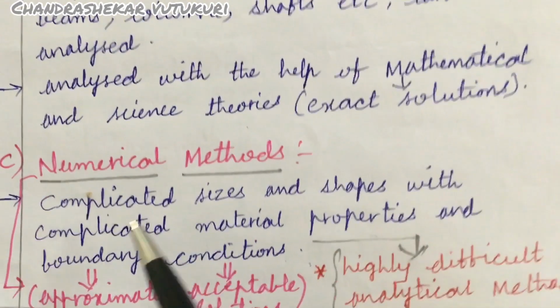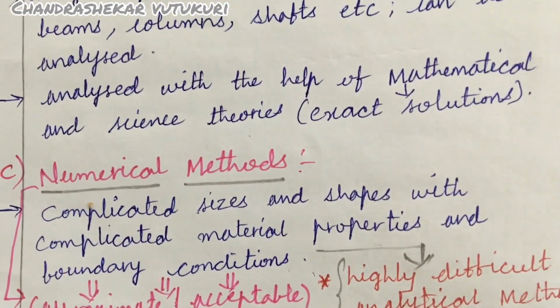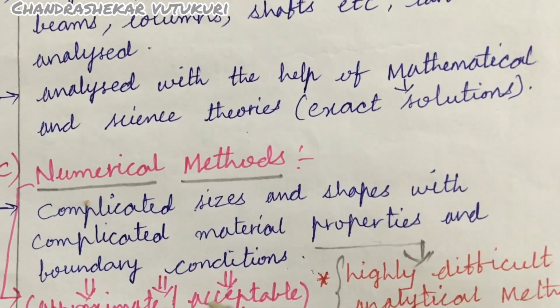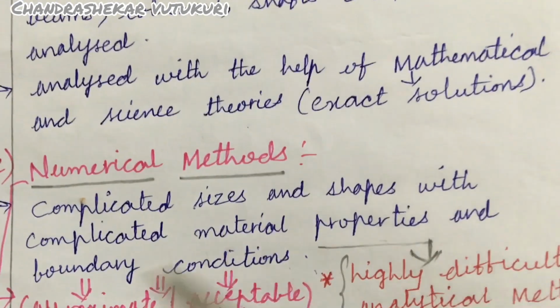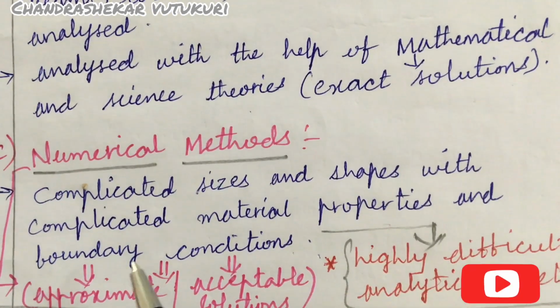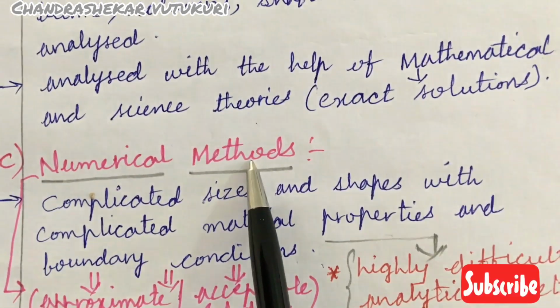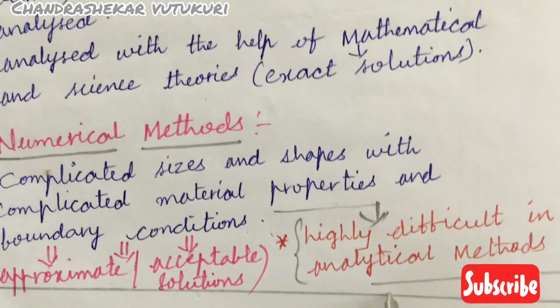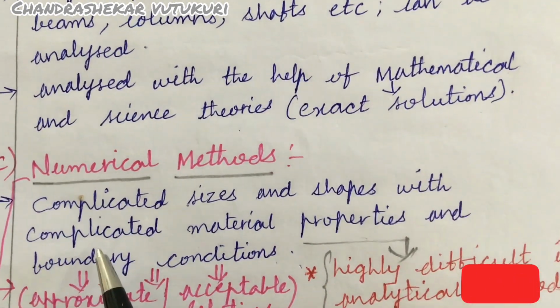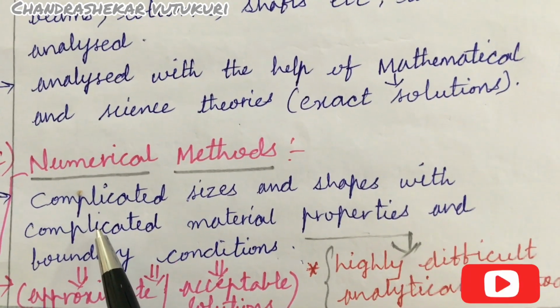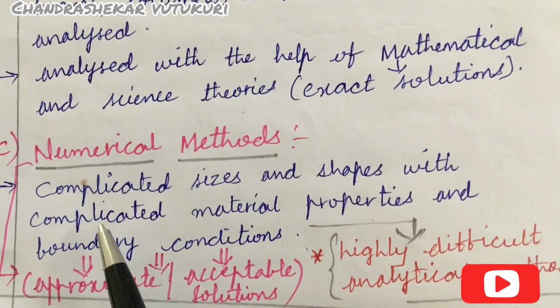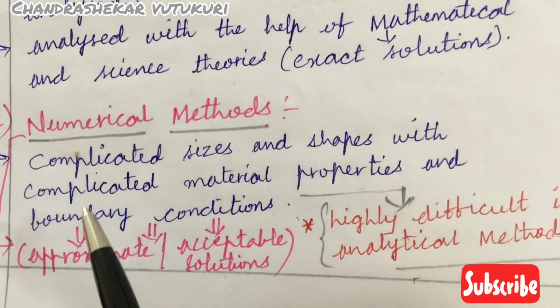But whereas in the numerical method, whichever unknown shape, unknown product we take, which is of varying cross section or different cross sections, there we work it out using the numerical method, which is highly difficult in analytical methods, dear students. So in the finite element methods, what are we going to work out? We are going to work out the numerical methods. This is all about today's lecture.